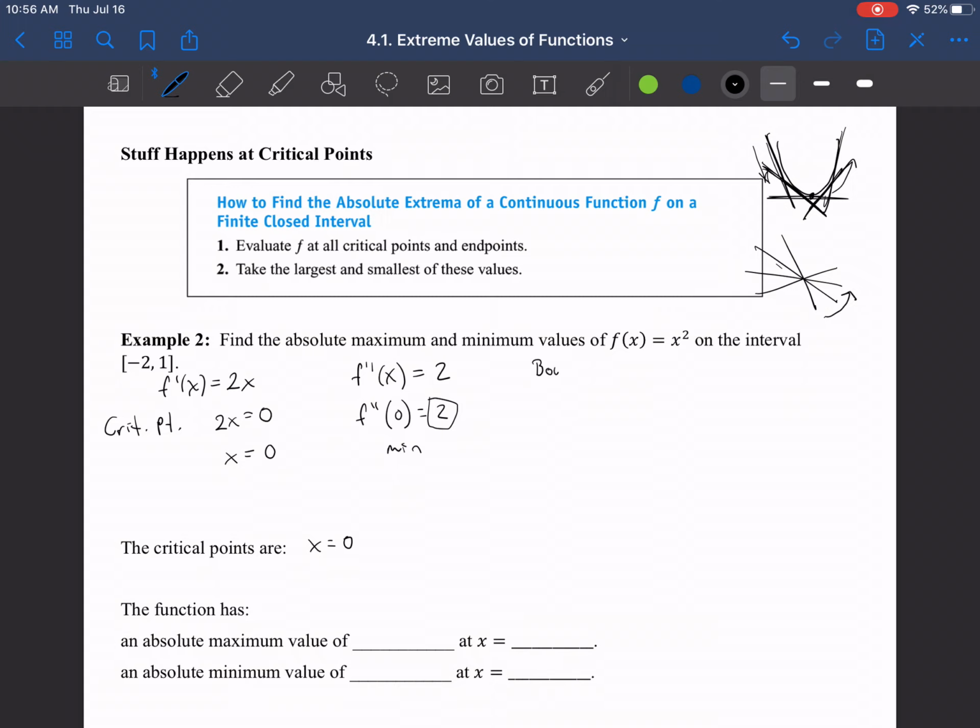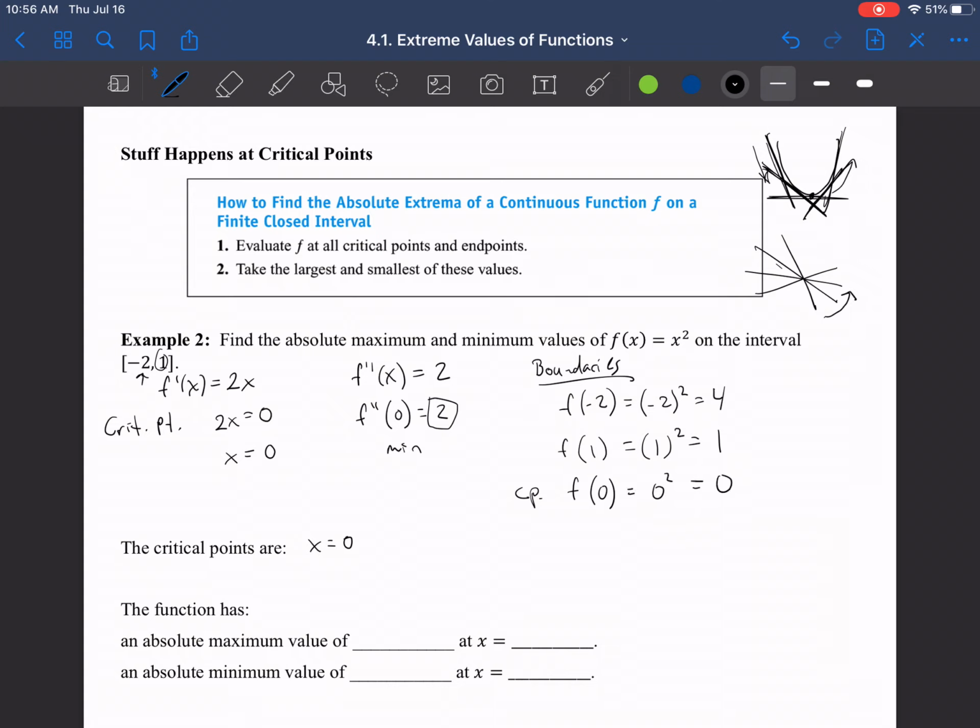So now we also have to look at the boundaries. For the boundaries, we have to look over at -2. So f of -2 is going to equal -2 squared, which is 4. And then we look at the other boundary at this 1 right here. f of 1 is 1 squared, which is 1. And then we have to look at the critical point. Our critical point is f of 0, which is 0 squared, which is 0.